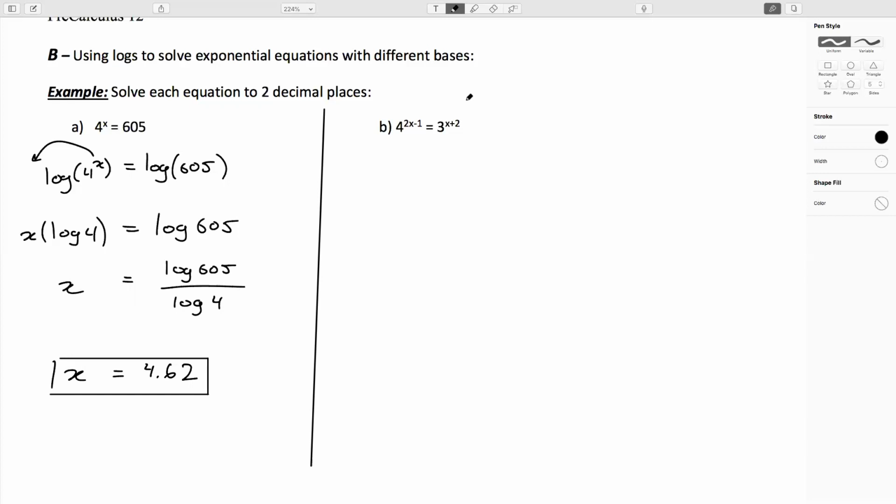It's going to take quite a few steps, but it's going to be the same idea. We're going to take the log of both sides. We're going to pull our exponents out. Problem is when we do that, we're going to end up with a lot of terms that need to be sorted and need to move. We're going to need to move some to one side of the equation and some to the other. So let's give this one a try.